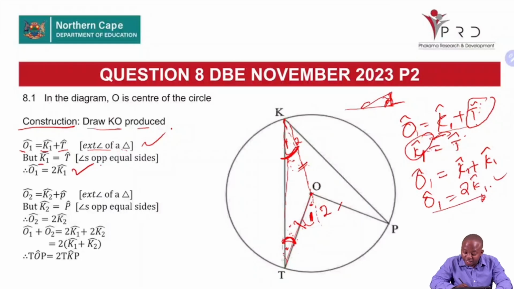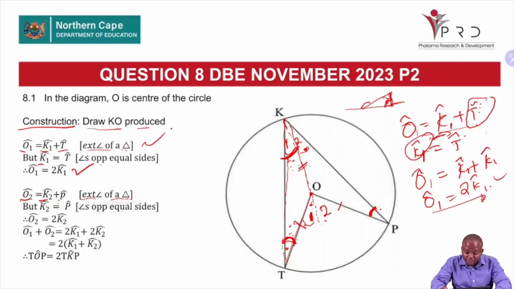Now let us look at the second triangle. So in the second triangle, we will say again O2, same thing that we did on the first triangle. Now we'll say in this case, O2 is equal to what? It's equal to K2 plus P. Same reason, it is what? It is an exterior angle of a triangle. So in this case, we say O2 is equal to K2, so that angle there, plus angle P, the angle P there. Why? It is an exterior angle of a triangle. So that's what we have in that case.